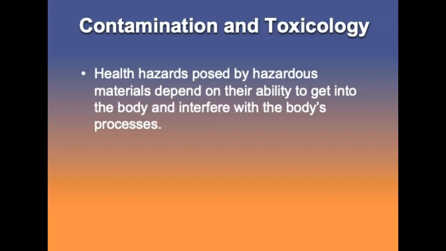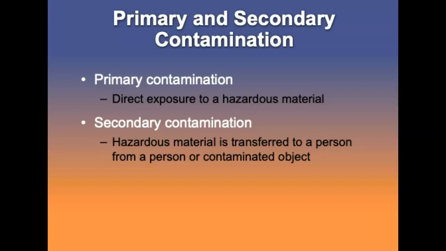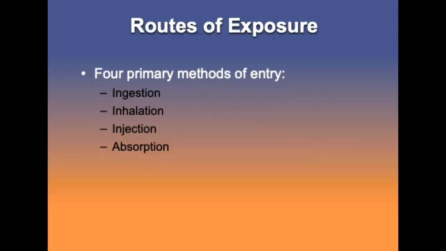Okay, so let's talk about contamination. Primary contamination is a direct exposure of the patient, and secondary contamination is transfer of hazardous materials to a person from another person. When we talk about routes of exposure, the physical properties of the hazardous material and the physical surroundings can expose a patient in different ways. There are four primary methods of entry: ingestion, inhalation, injection, and absorption.